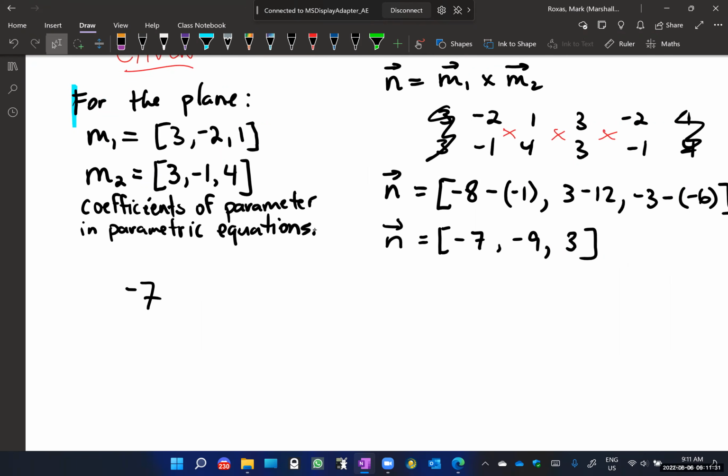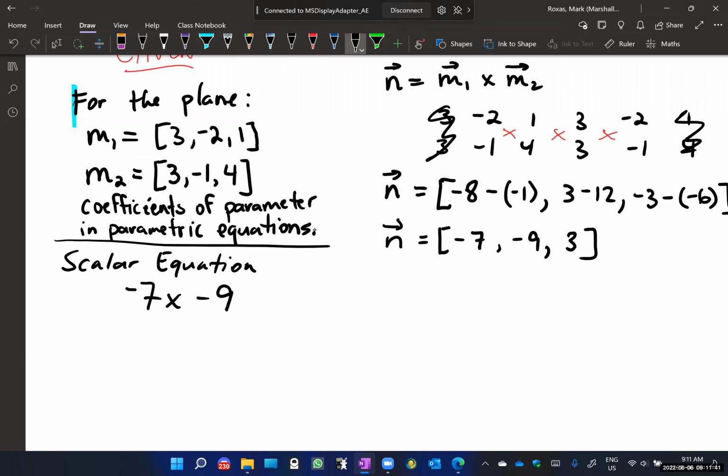From which I can put this into the scalar form of the equation. So let's write the scalar equation: -7x minus 9y plus 3z plus d equal to 0. Okay, so the missing component here is, what is that constant value? And for that, I need a point on the plane. Do I have a point on the plane?